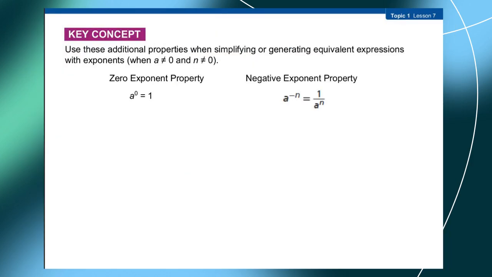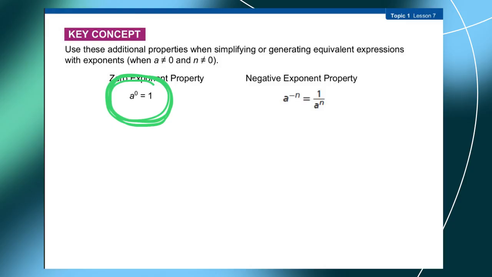All right, this is your key concept on page 50. When you have a 0 exponent property, it will always, always, always equal 1 unless it is 0 to the 0 power. That is undefined. It will break the universe. Don't do it. Other than that, anything to the 0 power is 1.